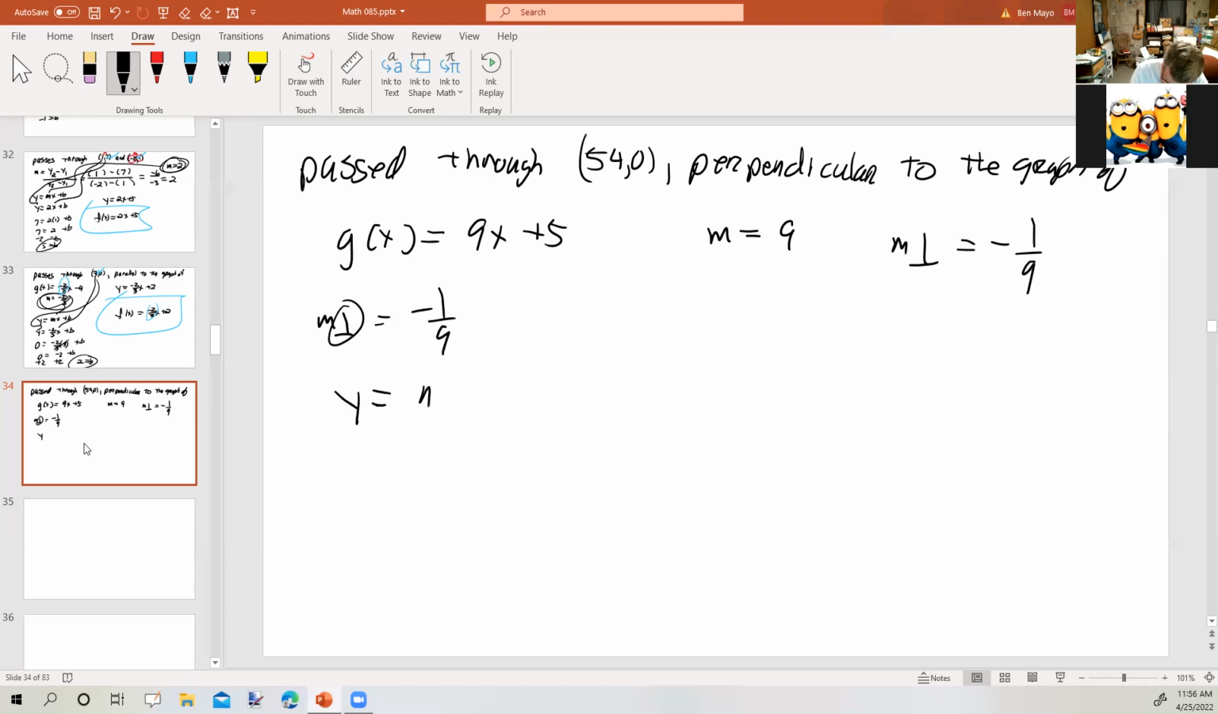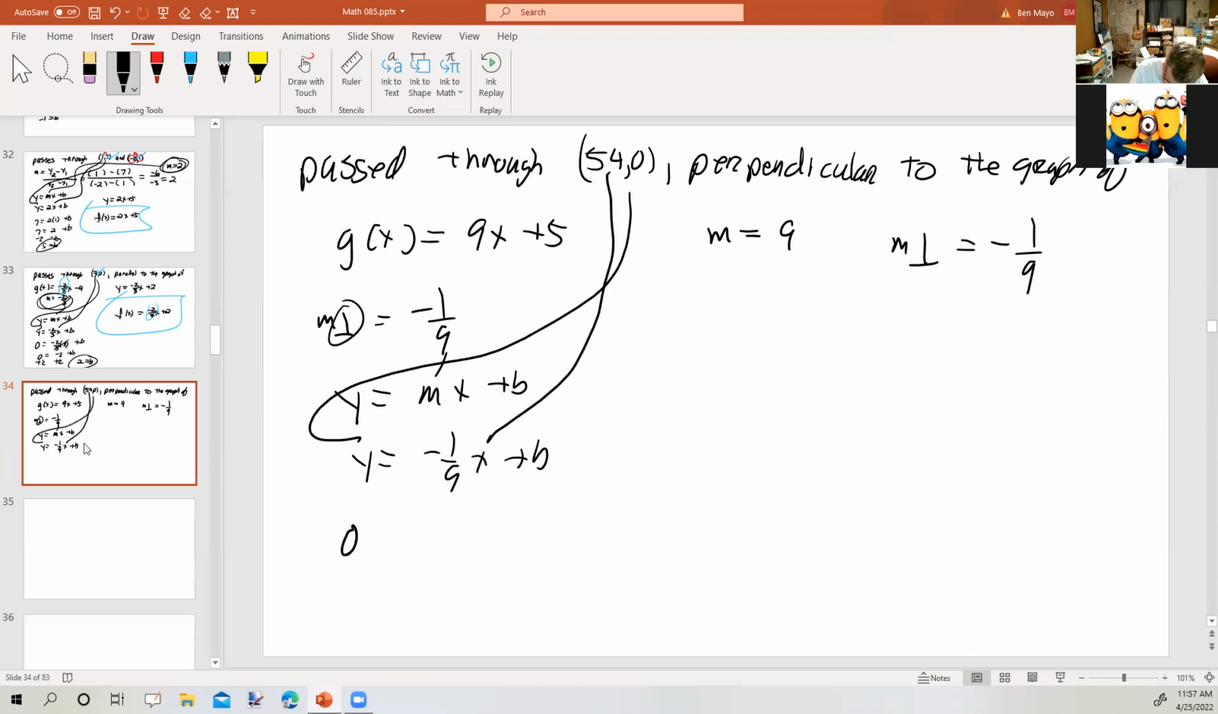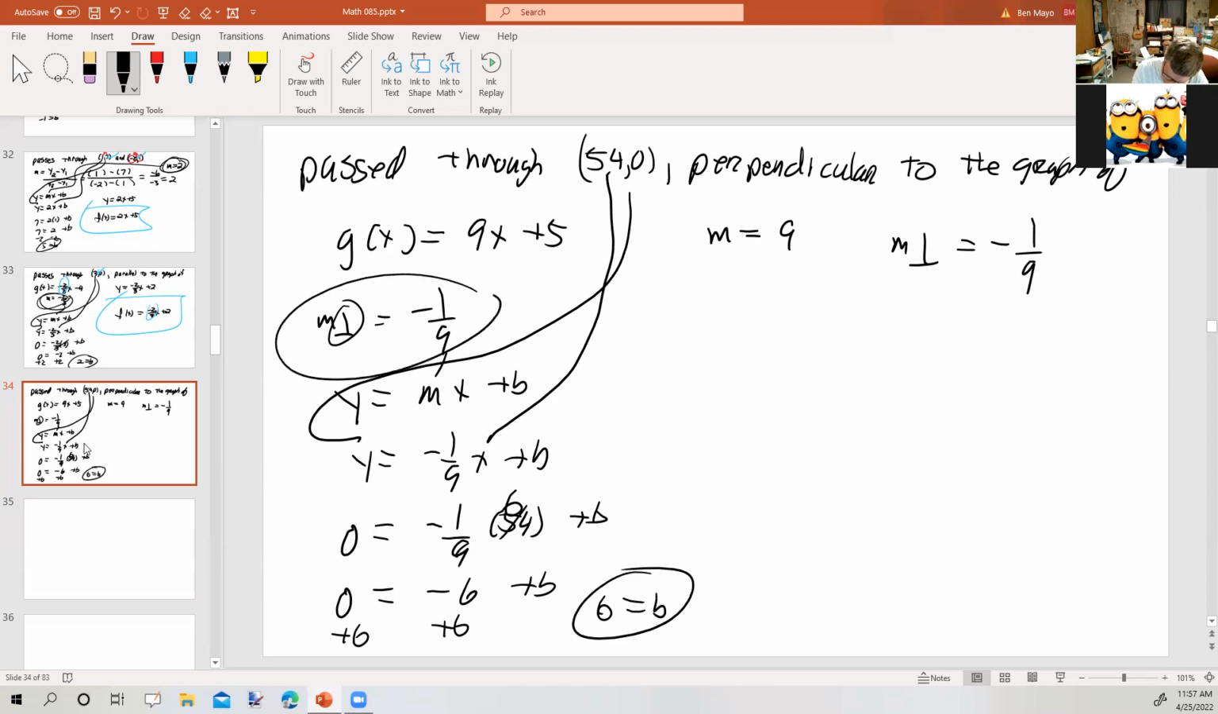So y equals mx plus b. Y equals negative 1/9 x plus b. Take the point for the new line, put the x value there and the y value there. 0 equals negative 1/9 times 54 plus b. 54 over 9 is 6. So 0 equals negative 6 plus b. Add 6 to both sides. 6 equals b. And again, we're using this slope, not the original slope.